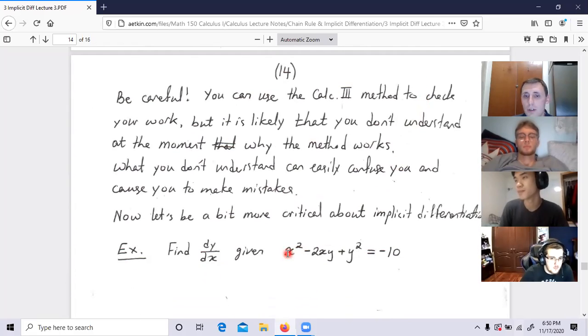All right, here is your next question, guys. Figure out what's the derivative dy dx of x squared minus 2xy plus y squared equal to minus 10. You see this? Figure that derivative.